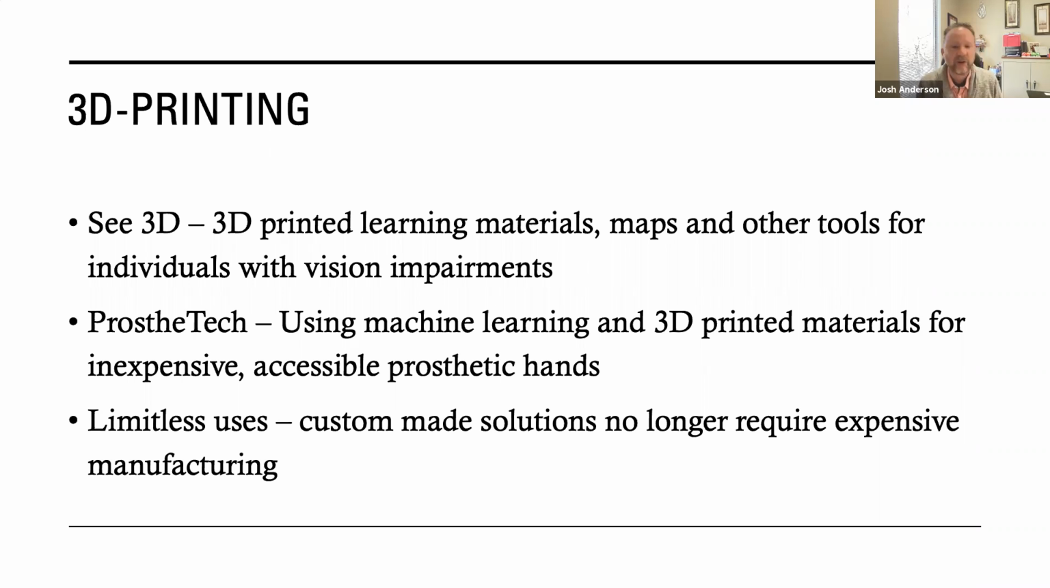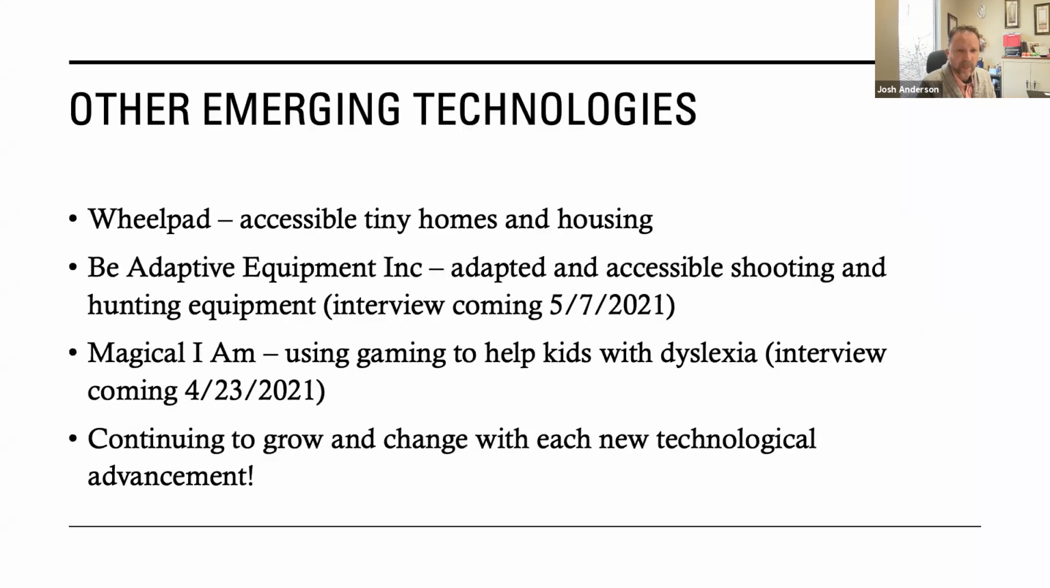But then it uses machine learning to attach to the rest of the arm, so that it knows, when I feel a movement here, I move this finger. When I feel a movement here, I move this finger, and can learn from the individual. And it's much cheaper than what's available out there right now. But limitless uses with this. You can make custom made solutions that no longer require expensive manufacturing.